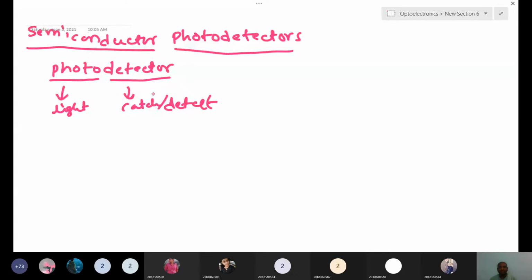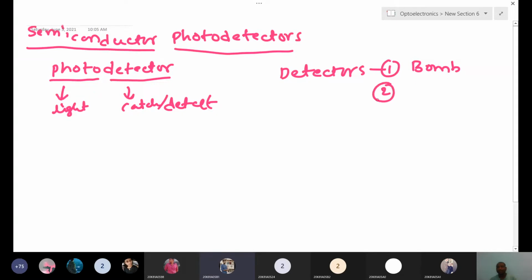Before going to how this will work, first we will see where we are using these detectors. Can you tell me where we are using these detectors generally in normal human life? You know, many detectors are there. Bomb squad, bomb detectors, and metal detectors in shopping malls.